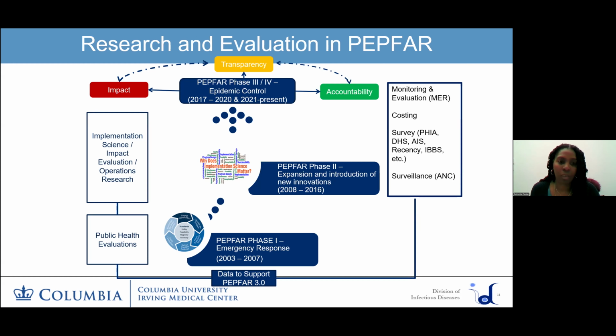And then that went into the now third and fourth phase of PEPFAR, which really sits to address transparency with the use of data, accountability, and continues to assess impact of the program. And this has been done using a number of data sources, including monitoring and evaluation, costing data, investments in survey and surveillance data, one of which Columbia also has led through the PHIA, Public Health Impact Assessments, and a number of other surveillance measures to understand its role.